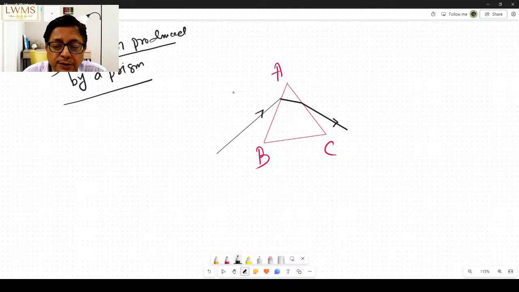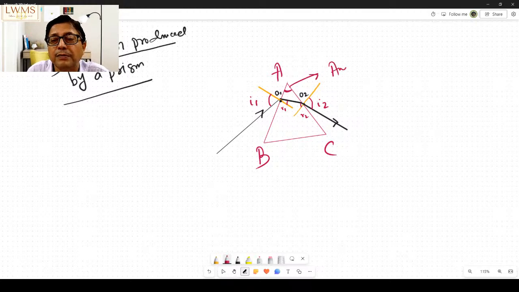We have already drawn the normal, all those things. This is the normal drawn at this point. This is the normal drawn at this point. O1 is the point of incidence, and here O2 is the point of incidence. Already I have mentioned which one is I1, R1, R2 and I2.